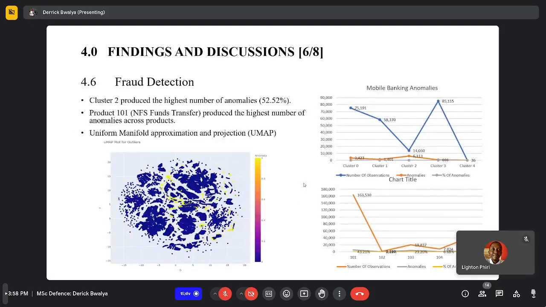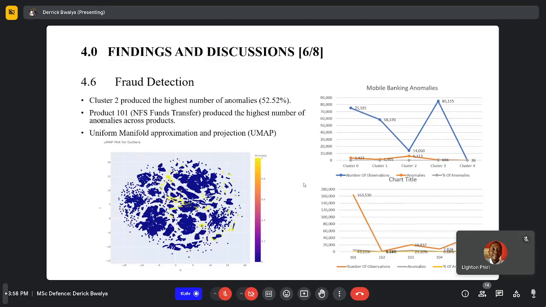On the second slide, we see, chair, that the results gave us cluster 2 produced the highest number of anomalies, which is 52.52. And when you look at it from the product point of view, the product that a person uses to transfer funds, we see that product 101, which is the NFS funds transfer, produced the highest number of anomalies across the products.